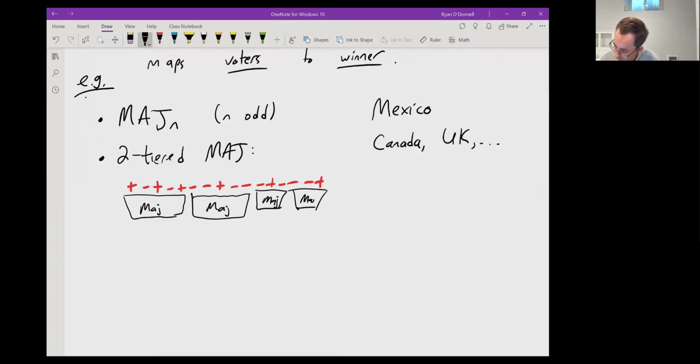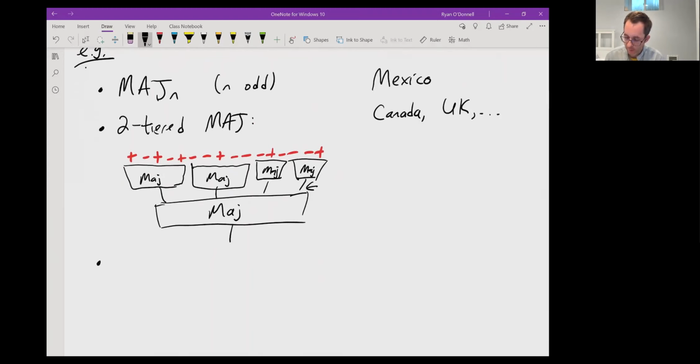Take the majority vote on all these things, and that gets a winner for each county. And then the prime minister is what you get when you take the majority of the winners of the counties. Well, this doesn't make sense because I've drawn 4 counties here, which is even, but never mind.